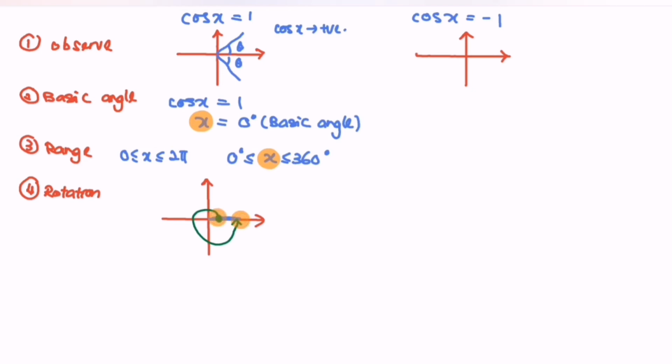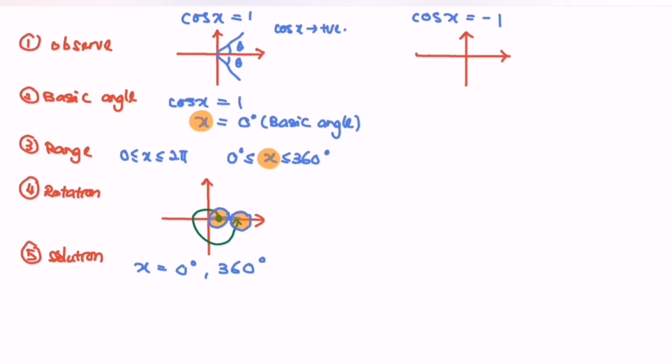So number 5 will be the solution. The solution for this case will be x equals to, number 1, 0 degree, number 2, 360 degree. Next we are going to move on to the right hand side, which will be cos x is equals to negative 1.